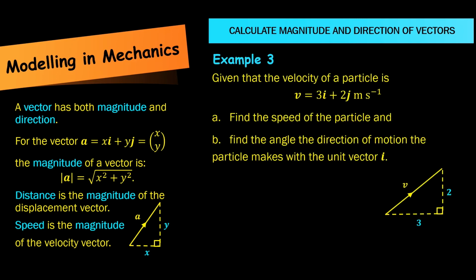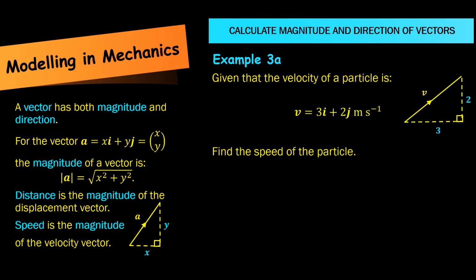Let's now take a look at an example. Given that the velocity of a particle is v equals 3i plus 2j meters per second, find the speed of the particle and find the angle, the direction of motion the particle makes with the unit vector i. Here we have a little illustration of the vector v. So let's have a go at part A first. In the x direction, v has a value of 3, and in the y direction, v has a value of 2.